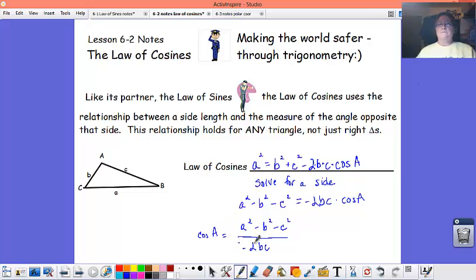And you'll know, once we get here, to find the angle, we would just do a cosine inverse. So this can be used to solve for a side, just the way it looks, or to solve for an angle. Solve for an angle using this format. Okay? We have some examples that ask us to do both.